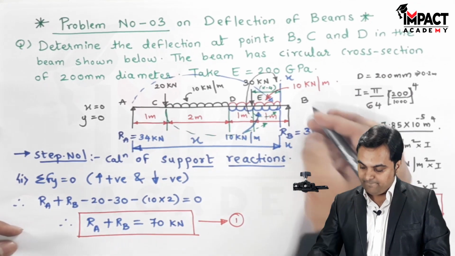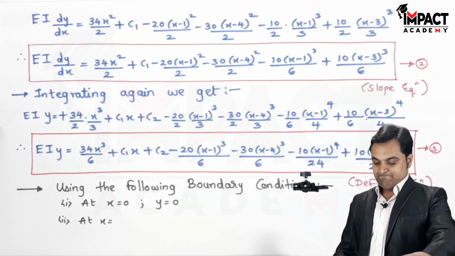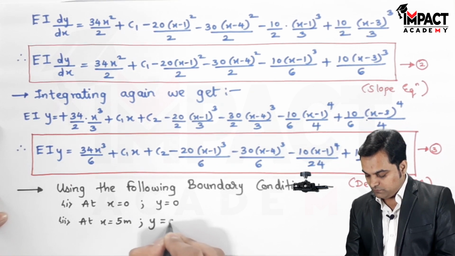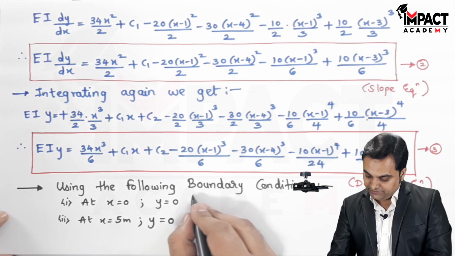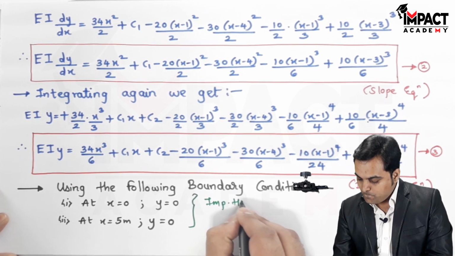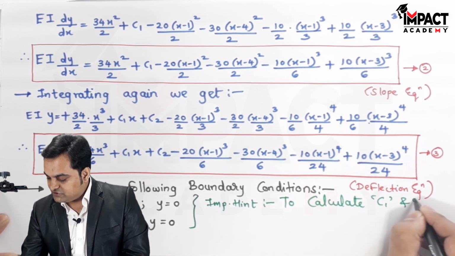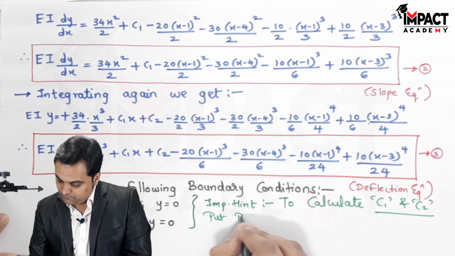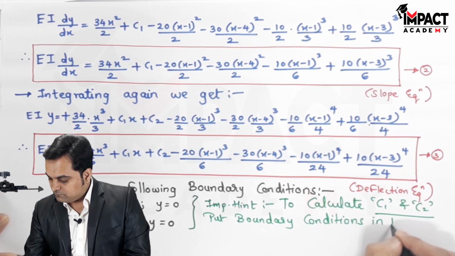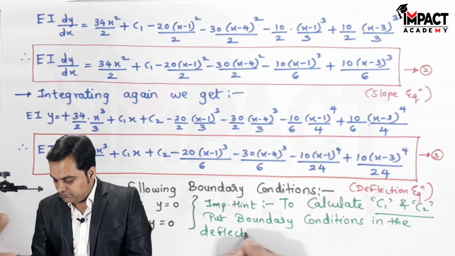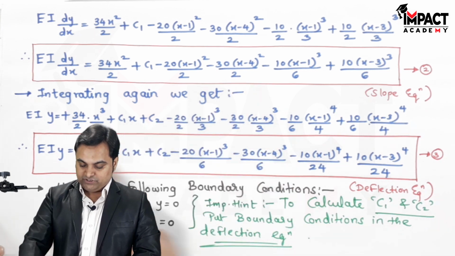So at x is equal to 5, y is equal to 0, again since it is supported. So putting these boundary conditions one by one in the deflection equation. Here I am mentioning an important hint: to calculate C1 and C2, put boundary conditions in the deflection equation. That is, don't put the boundary conditions into the slope equation, put them in the deflection equation.